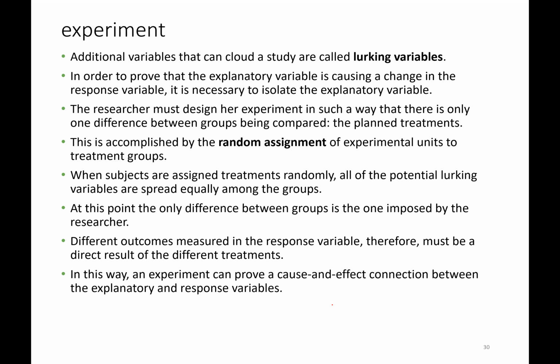When subjects are assigned treatments randomly, all the potential lurking variables are spread equally among the groups. At this point, the only difference between groups is the one imposed by the researcher. Different outcomes measured in the response variable, therefore, must be a direct result of the different treatments. In this way, an experiment can prove a cause and effect connection between the explanatory and response variable.